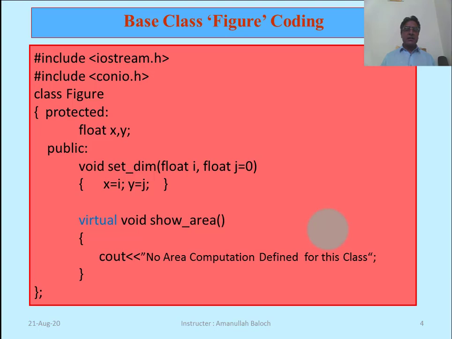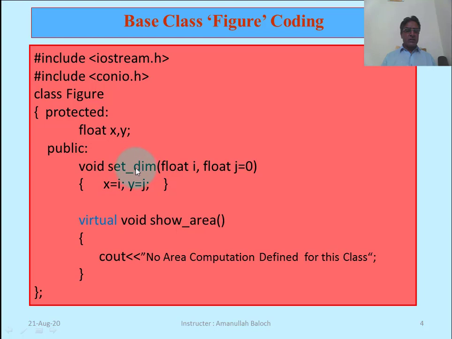Programming example of polymorphism. Base class figure. We have a class with the name figure. So here we define the figure class. #include <iostream>, #include <conio.h>. Class figure: here in the protected section we have two variables x and y. The data type of these variables is float, while in the public section we have two member functions. Void setDim. These are the dimensions of a figure. x and y are the dimensions of the figure.